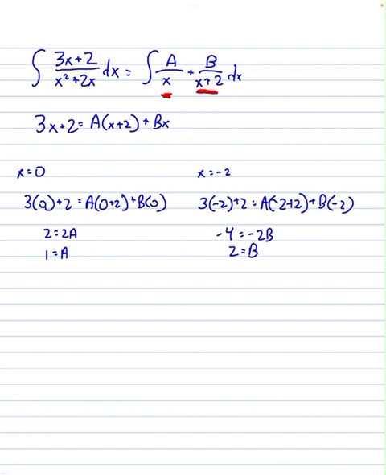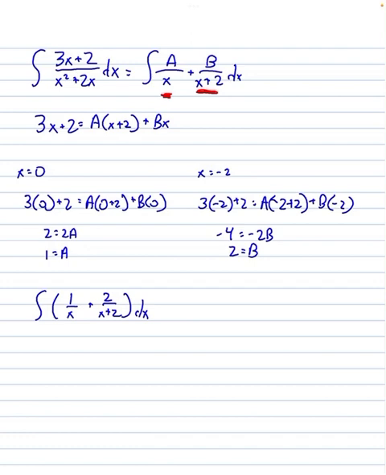So now this problem is not over. If you remember, we broke this up for a reason. We broke this up into the integral of A over x plus B over x plus 2. So we have to go back to this. Now, A is going to be equal to what? 1 over x. And B is going to be equal to 2 over x plus 2.